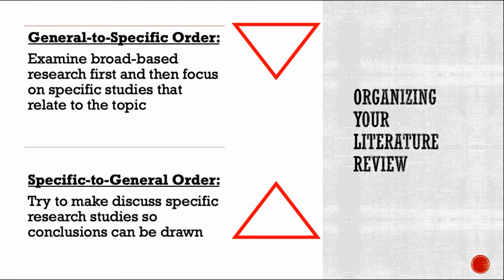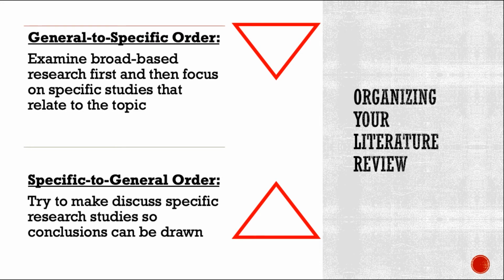Then also, when you organize a literature review, you have two ways. Either you go from general to specific order, meaning you examine in general broad-based research first, then you keep narrowing and focus more on the specific studies that relate to the topic. And this is what we generally do. As I say, when I want to study female poverty, first I will discuss poverty in general as broad-based research, then narrow it to female poverty.